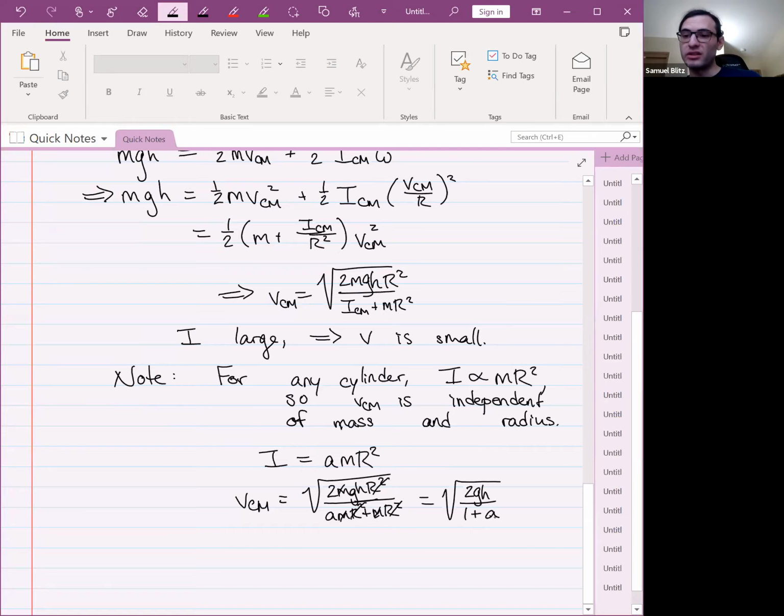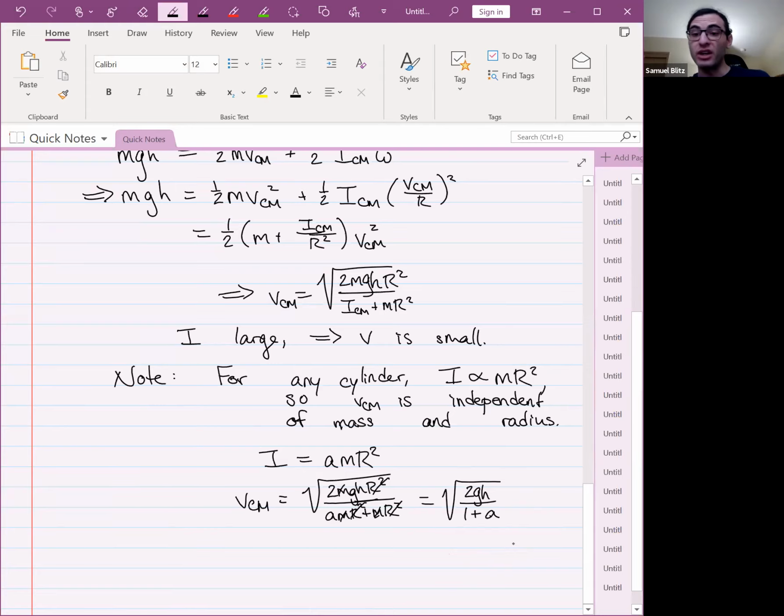This is for a cylinder with an axis passing through the center of mass. So the speed that the cylinder rolls down with only depends on how the mass is distributed in the cylinder. Is it all on the edge? Is it all in the middle? Is it somehow uniformly distributed, and so on? This A tells you how that mass is distributed in the cylinder. But importantly, it doesn't depend on the total mass. It just depends on how the mass is distributed.